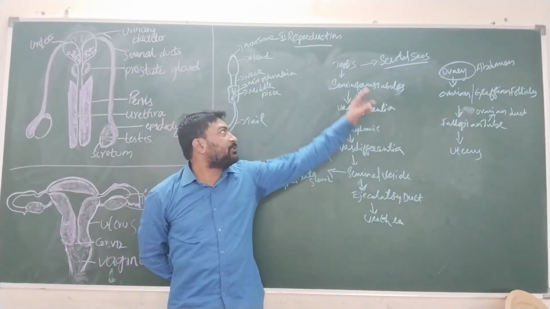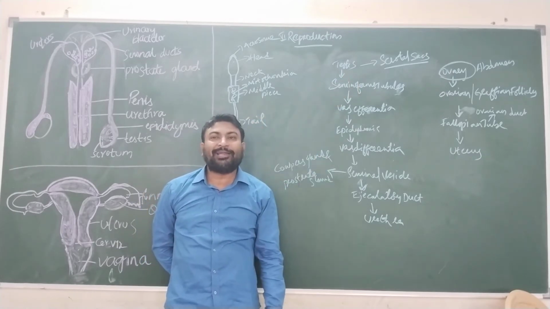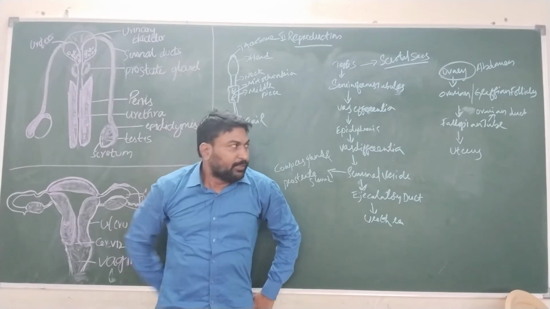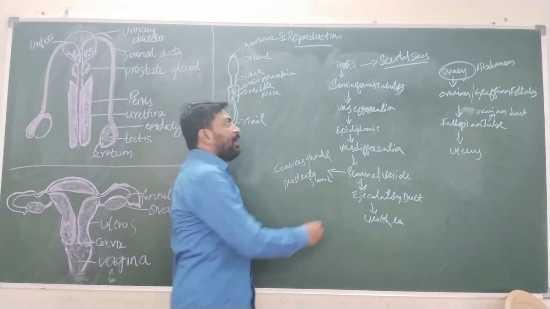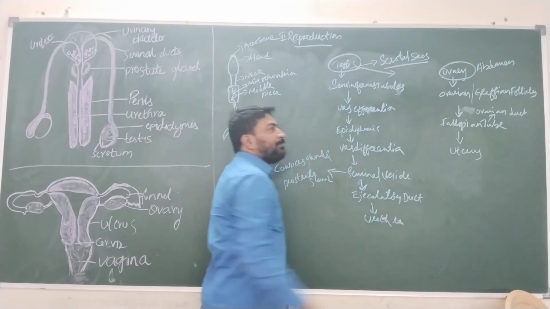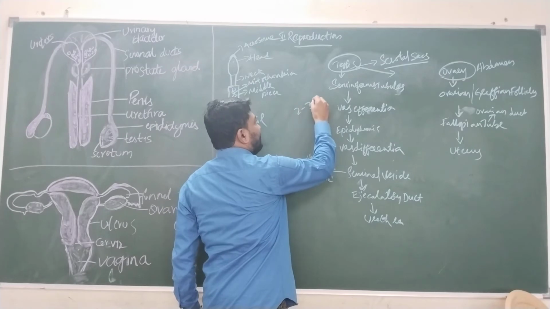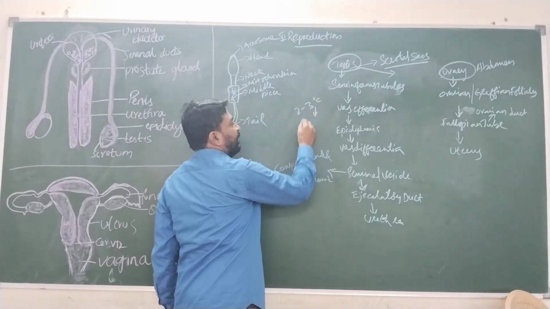The male reproductive system consists of a pair of testes. They are present outside the body and are enclosed in sac-like structures called scrotal sacs. These scrotal sacs will be outside and will protect the testes. The temperature inside the testes will be 2 to 3 degrees less than the body temperature.